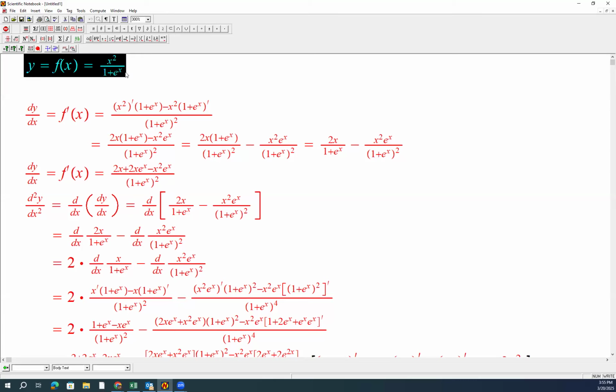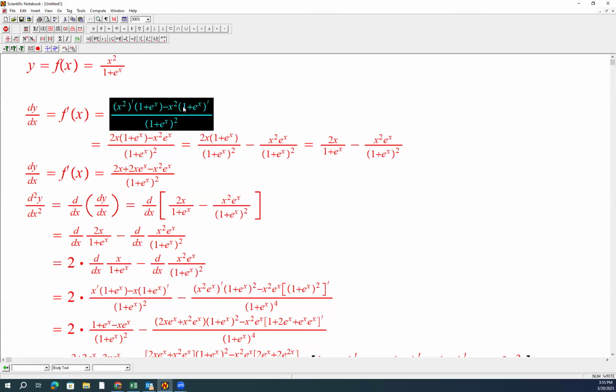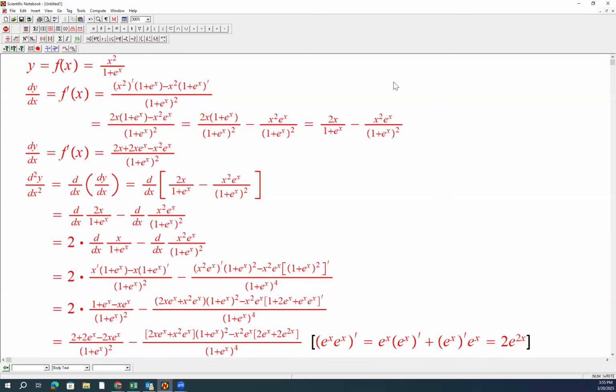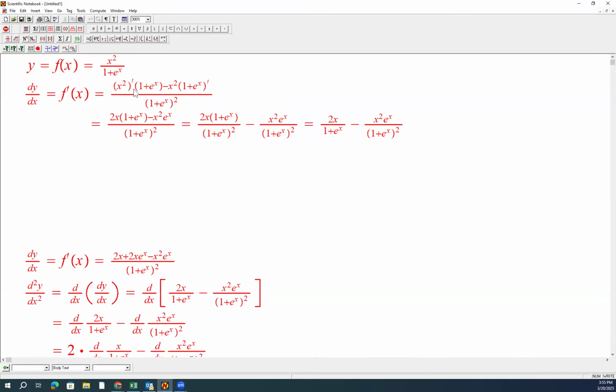Okay, so this is the question we did in class. And the first order derivative, we follow the quotient rule, which we differentiate the numerator and multiply the denominator, then differentiate the denominator and multiply the numerator, and square the denominator. Okay. All right. Now let's make some space. The derivative of x squared is 2x, and 1 plus e to the power x. The derivative of 1 plus e to the power x: the derivative of 1 is 0, the derivative of e to the power x is e to the power x.